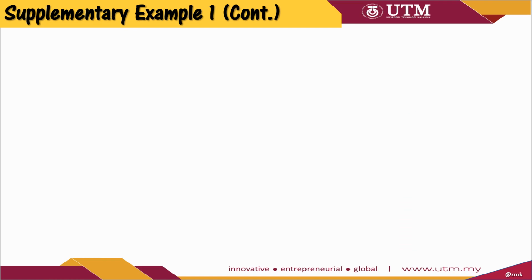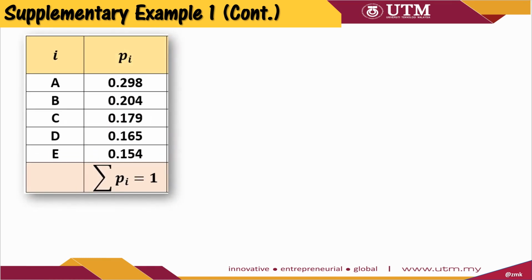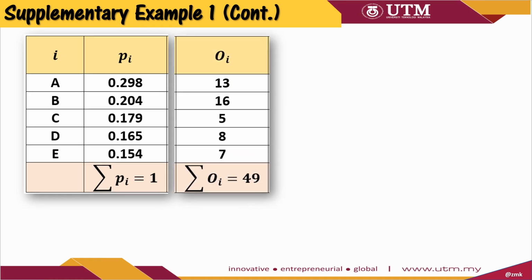To solve a goodness of fit test question such as in the supplementary example 1, we can list down the given and necessary information in a table so that the process of getting the chi-square test statistic value is clearer. In this example, we know the ith classes are A, B, C, D, and E, and the corresponding proportions are as given in the question, where the percentage values are changed into proportions. Next, you can list down the respective frequencies or observed values in the table.